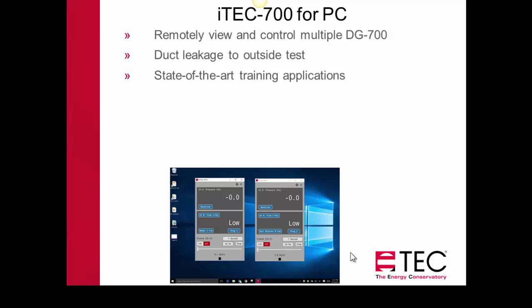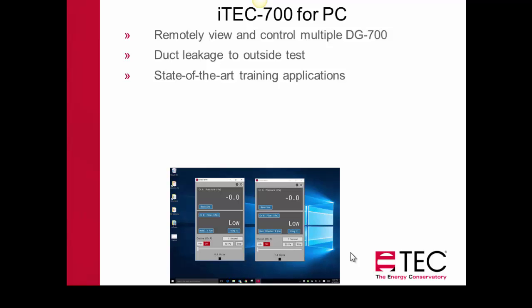We also have iTEC 700 for PC, so you can download this software on a computer, and it'll allow you to remotely view and control multiple DG700s. So you would put them in router mode, connect your computer to that router, and now you can put multiple gauges, multiple of those iTEC 700s on your screen, and you can scale those to size and put as many of those as you need on the screen.